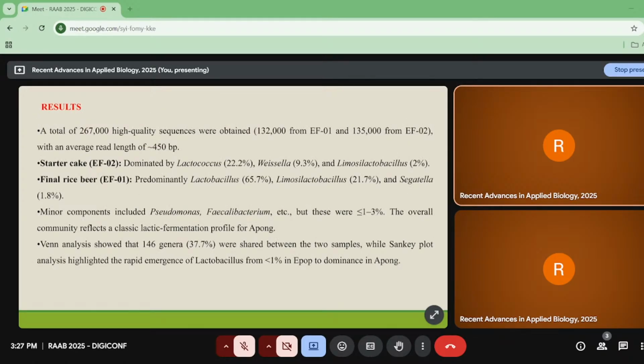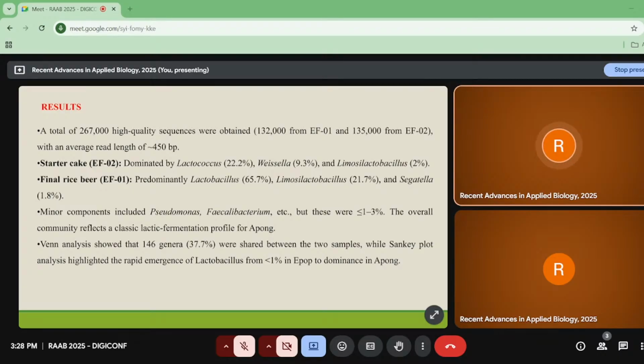Okay, coming to the results. First of all, we'll discuss only EF1 and EF2, because those are the fresh products. EF1 is the fresh rice beer and EF2 is the fresh starter cake. These two are combined because together they produce those probiotic levels of bacteria. When we sequenced them, we got a total of 2,67,000 sequences, and we saw that the starter cake was dominated by lactococcus, around 22%. Although lactococcus is also a probiotic bacteria, the main one, lactobacillus, was seen in a very low number. It didn't even come in the range of 1%.